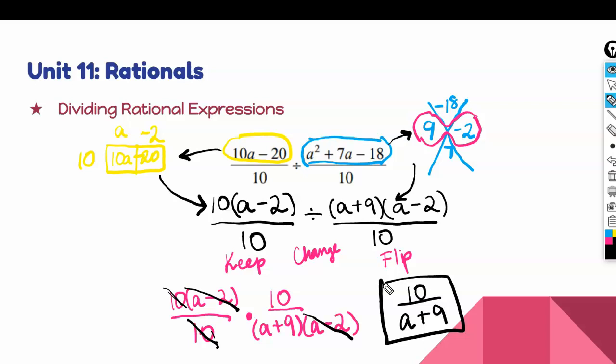Okay, so I need you to write an example of you factoring something like this, and then this whole entire process. I need you to do that. And if you have any questions about this, please ask me.